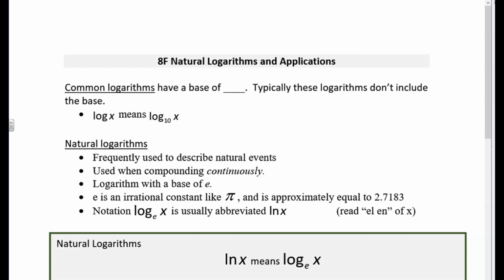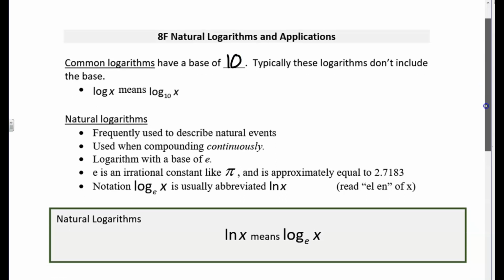Hello, and welcome to lesson 8F on natural logarithms and applications. We've already learned about the common logarithm, which has a base of 10. And typically, these logarithms don't include the base. So log of x means log base 10 of x.